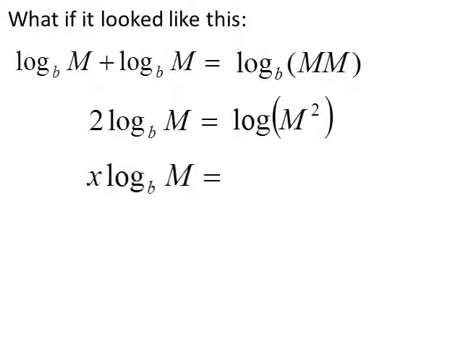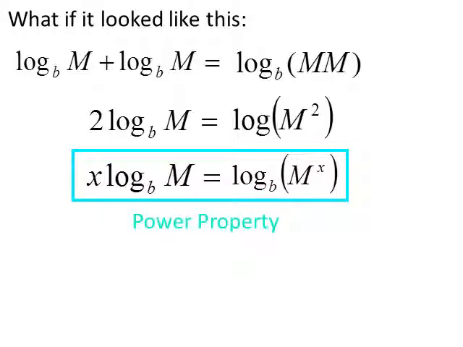And that works not just for 2, but for all variables. So if I have x times log base b of m, then that x out in front of a log is going to move up to an exponent next to the m. So that's log base b of m to the x power. And that's called the power property.